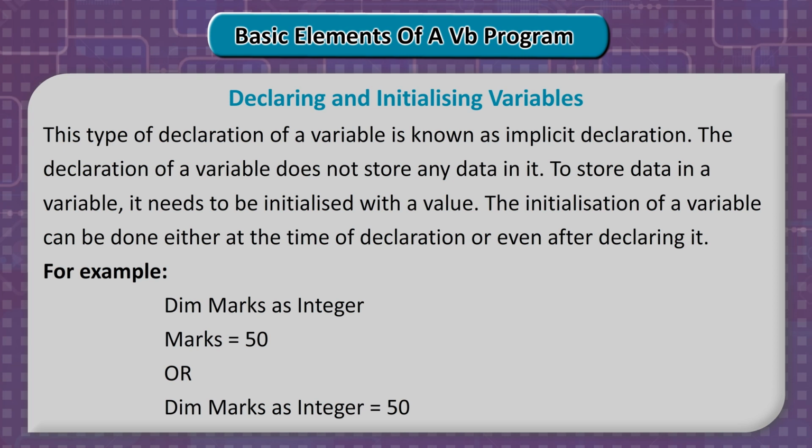The initialization of a variable can be done either at the time of declaration or even after declaring it. For example, Dim marks As Integer, marks = 50, or Dim marks As Integer = 50.